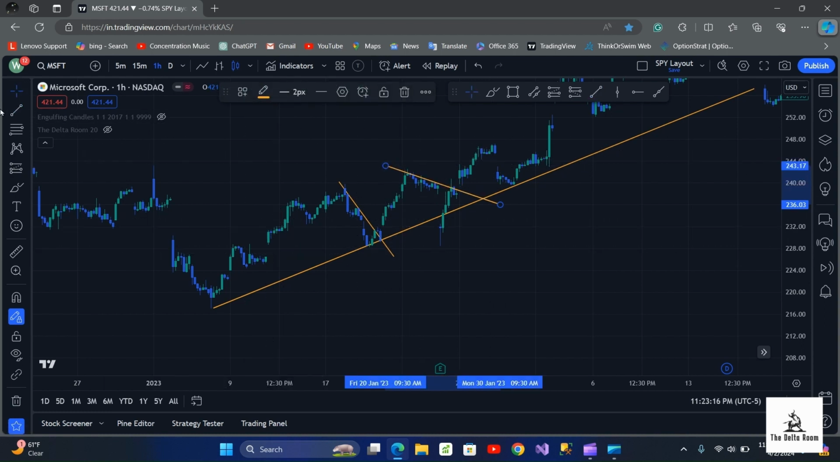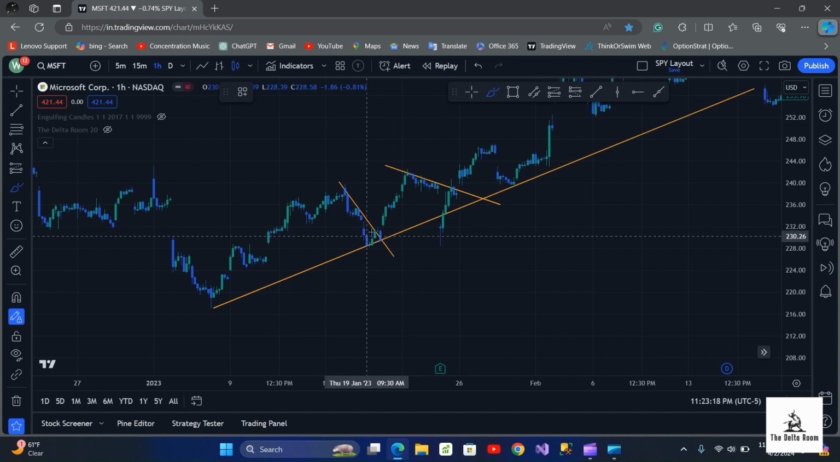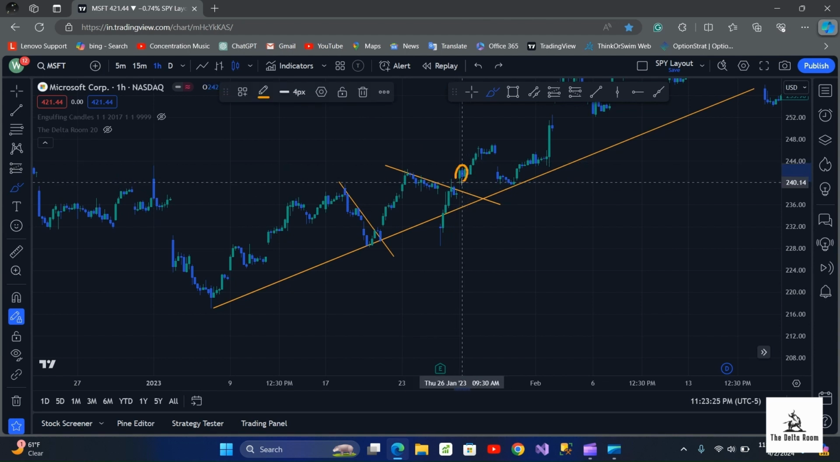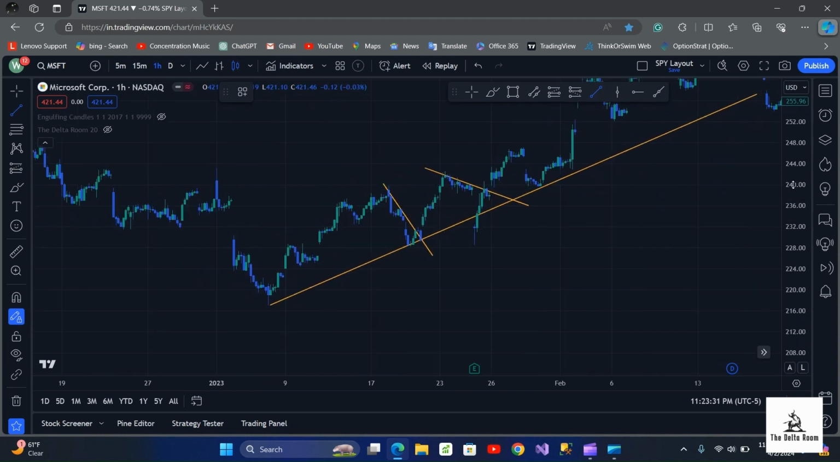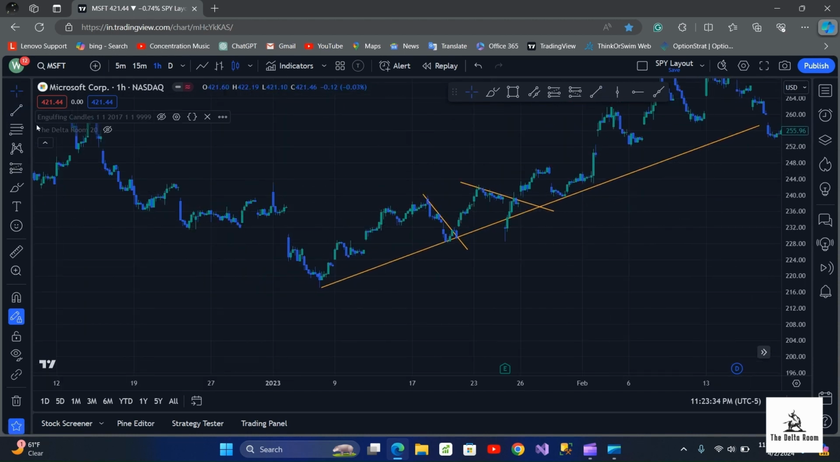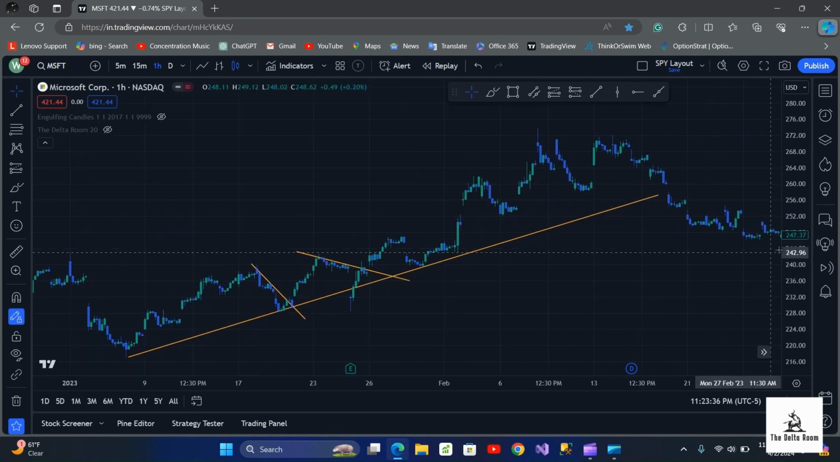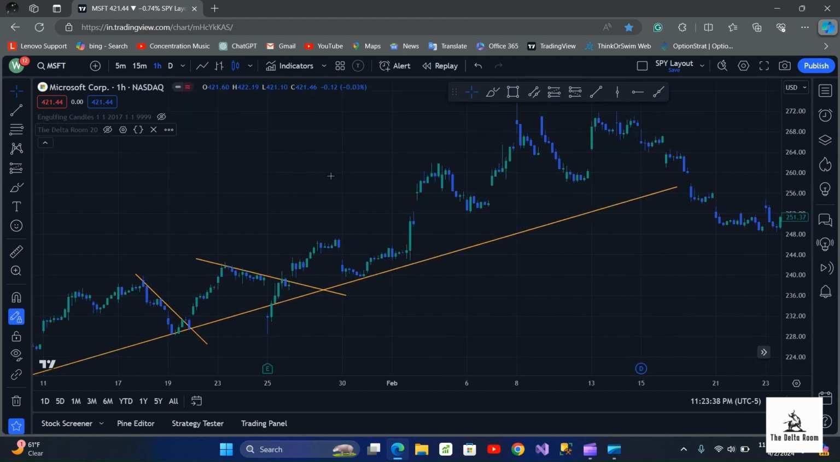Again, the concept is the same. As soon as you see this trend line breaking, wait for the confirmation, get into the trade, right? Right here, another trade. Then you can see, this can be repeated many times, right? For example, this one, another. So you see what I'm doing?